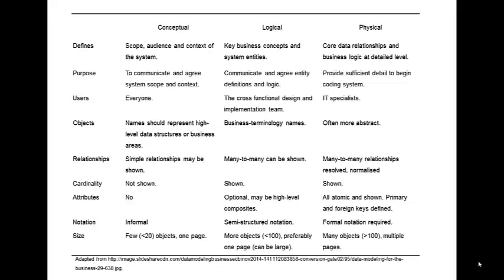The detail in the model increases. So for example, by the time we're on a physical model, we may have hundreds of data objects described over multiple pages. We move from an informal to a formal notation, etc. You can look at that in some detail or digest that in your own time.